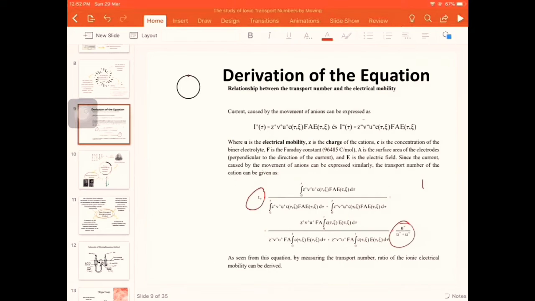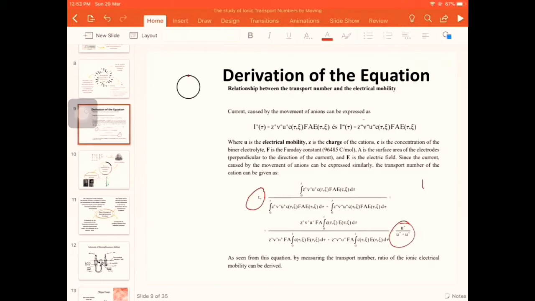Okay, and then we go for the derivation. As you might be wondering, what is the actual relation between ionic transport number and electrical mobility, isn't it? Here is a derivation, but I will not explain much about this. This is just to show you that there are derivations of the equation. At the end, you can see that t is related to the speeds, denoted as u plus and u minus. The signs indicate the type of ion, cation or anion.